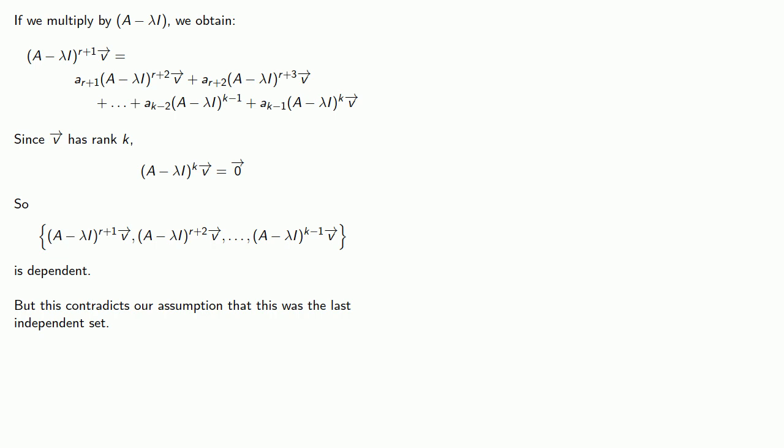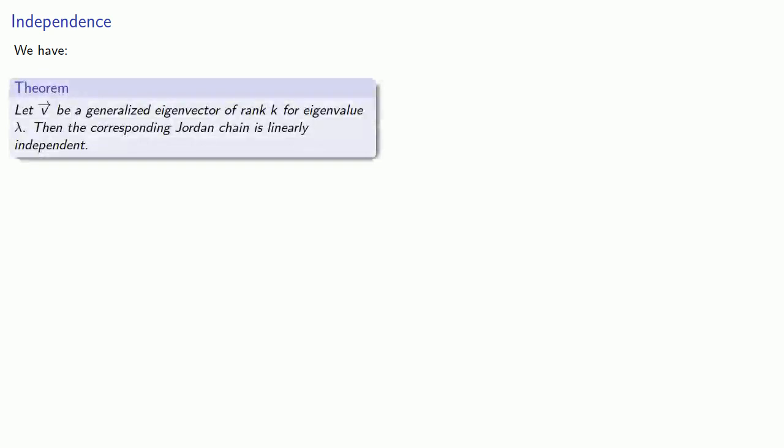Now, we're not going to do all your homework for you. There are some details we omitted in this proof, and you should find them and elaborate on them for homework. The important result, in any case, is that if v is a generalized eigenvector of rank k for eigenvalue lambda, the corresponding Jordan chain is linearly independent.